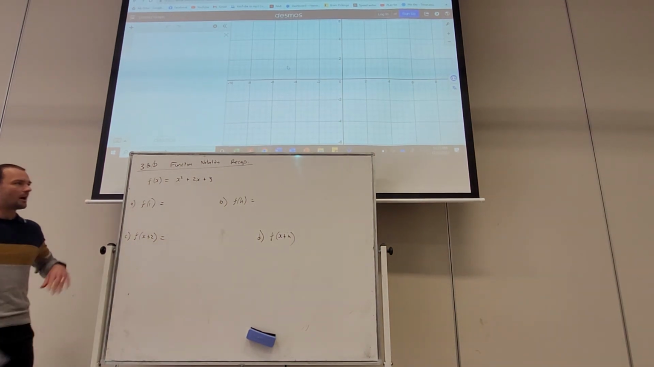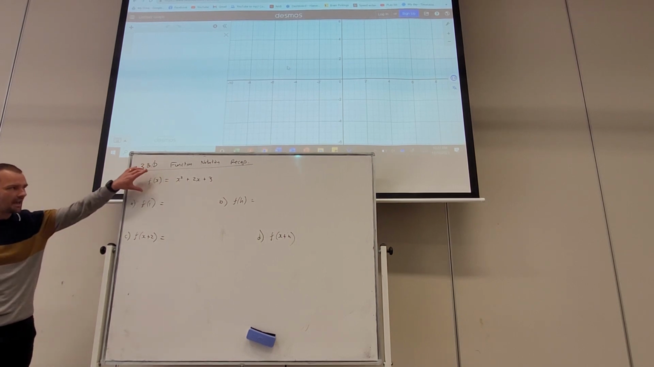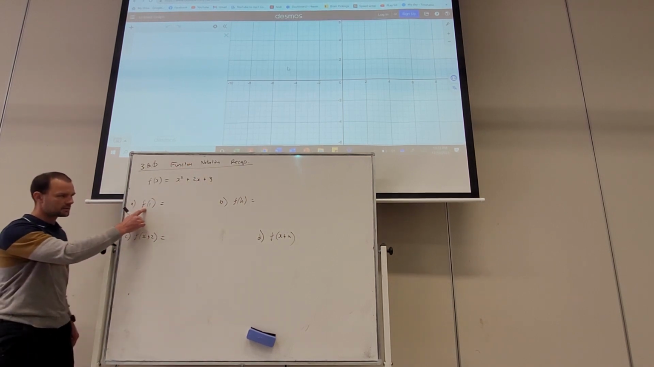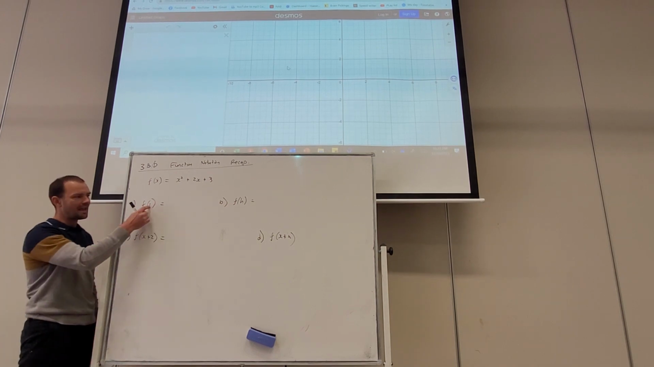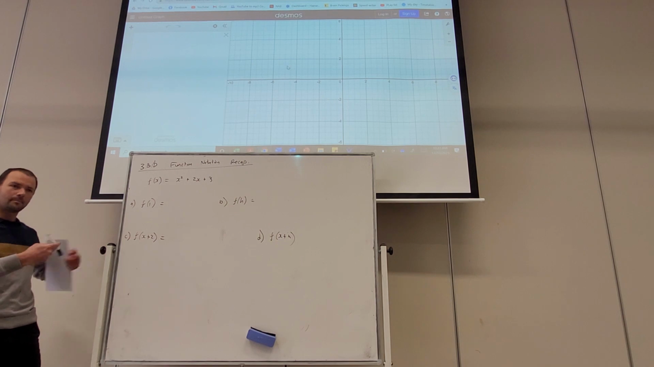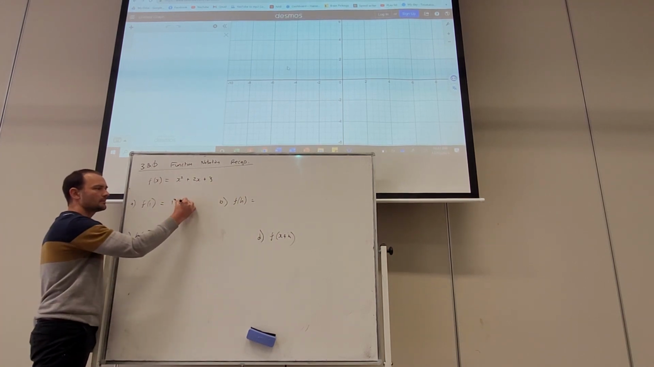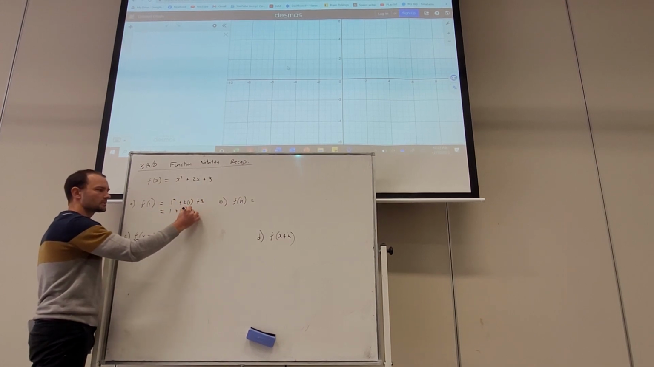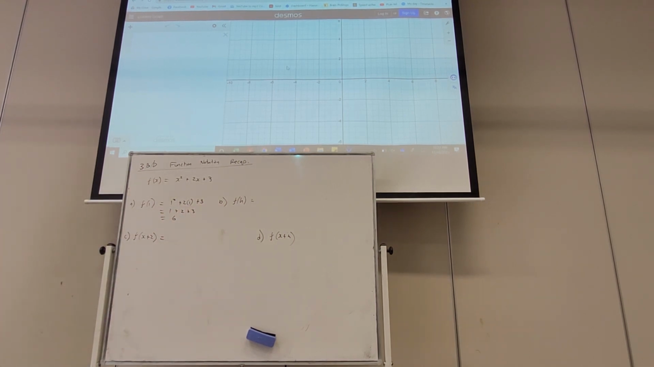So let's have a look up here. We have a function of x, a function with regards to x, and it's a quadratic. The leading power is a 2. And we're asked first to find f of 1. That means what's the value of the function when x is 1? So we're going to take that number 1 and we plug it into this function here. We're going to have 1 squared plus 2 times 1 plus 3. 1 plus 2 plus 3. 6. So f of 1 would be 6.